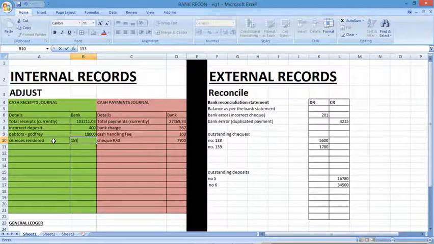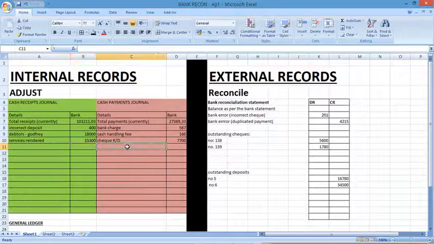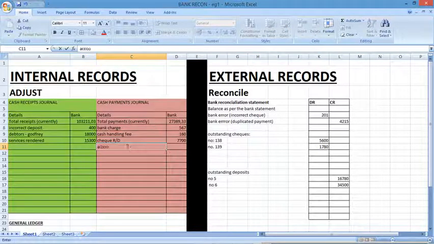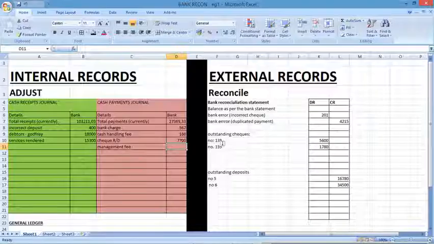Okay, what else? Account management fee. What is that? It's payment, no? Payments. Okay, the management fee was how much? 258. Yeah.